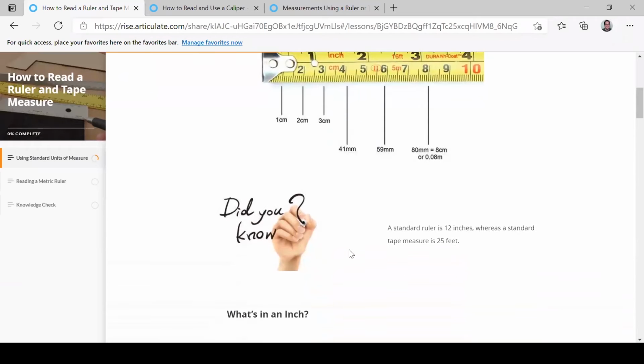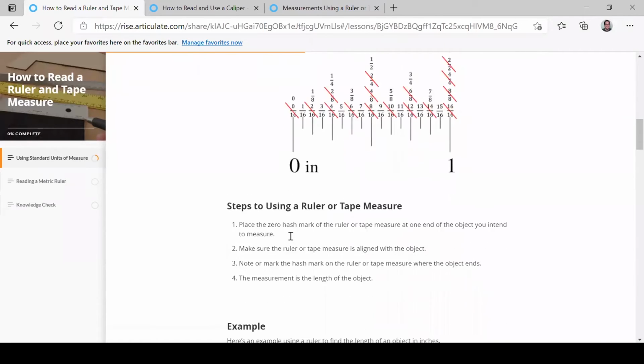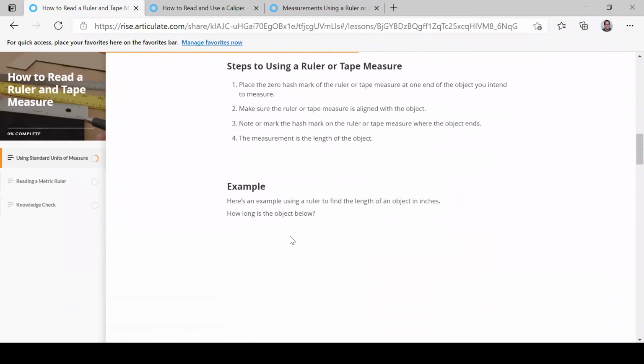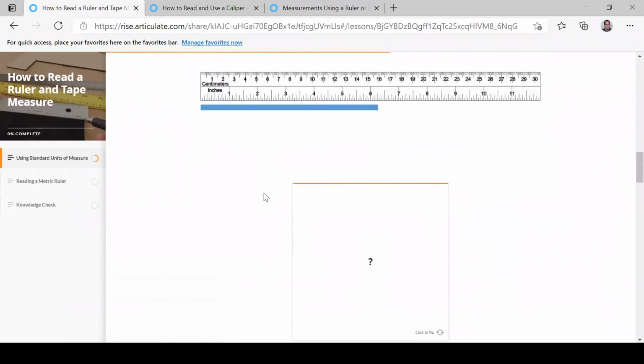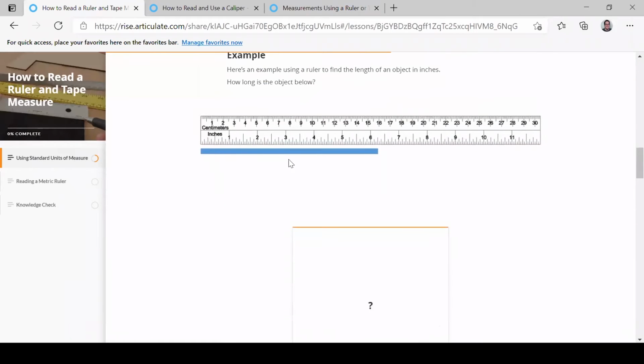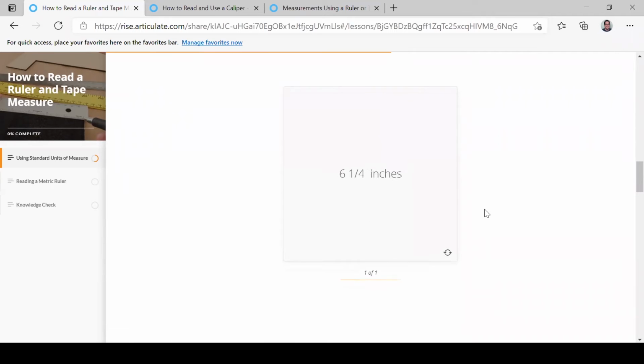Now, once they get in here, they then have to start looking at and doing some answers and working with the lesson itself. So for example, here is a question on using a ruler to find the length of the object in inches. How long is it in inches? From there, I can look at this and try to answer it myself. I would say 6 inches and not quite to a half, so I'm going to say 6 1/4. I can then come on here and get my answer.